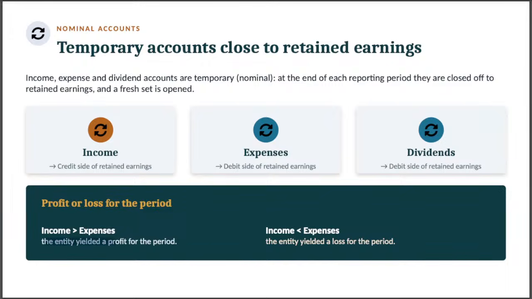The entity yielded a profit for the period. So here's the first time we even see this word profit. If income is less than expenses, the entity yielded a loss for the period. So when you think about profit for the period, it's how much of a profit or how much of a loss in each period, and how much are offset. We get that seasonality here and such.